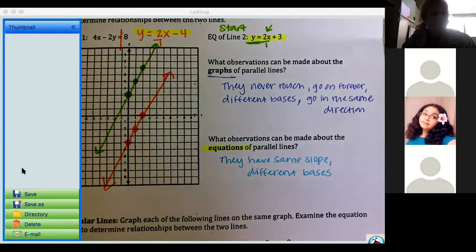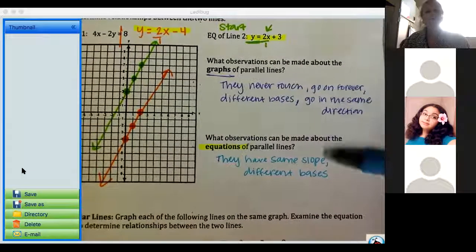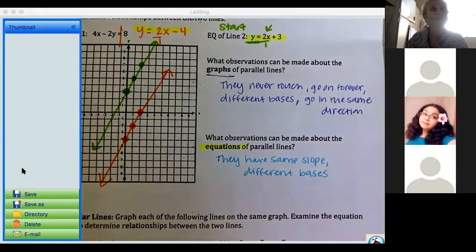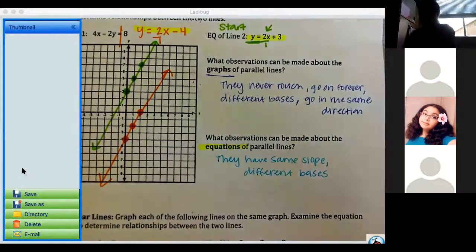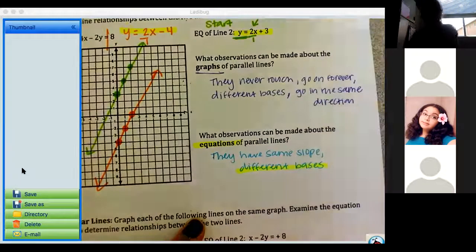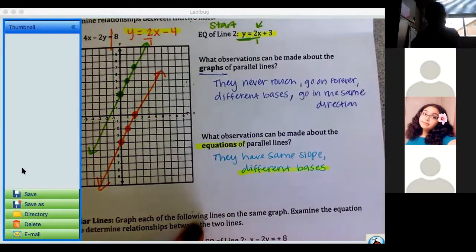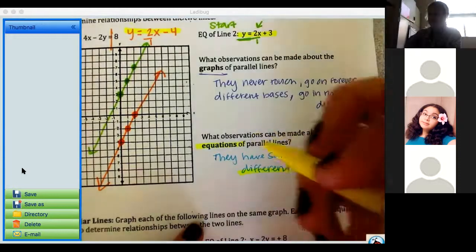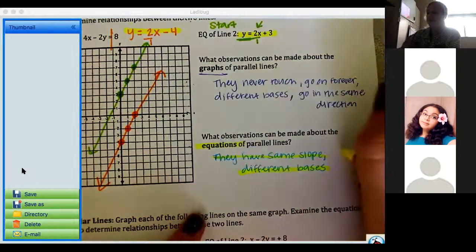The equation. Okay, we'll use the equations. We're also going to use the graphs, but I'm talking more about our observations. What do you think the two most important ones are? She said different bases. She is right. What do you think the other super important one is? Same slope. Good. These two right here.